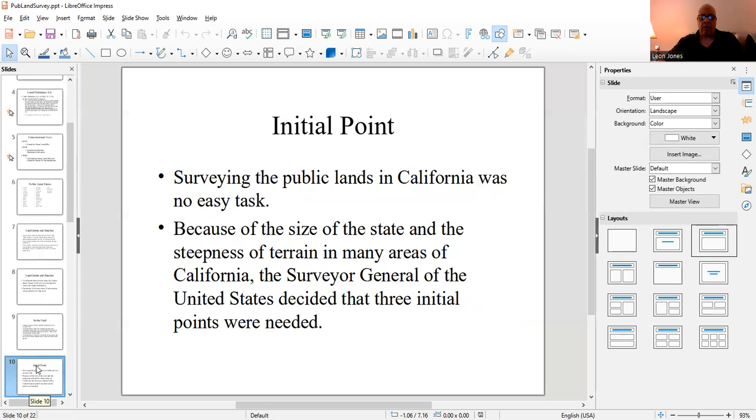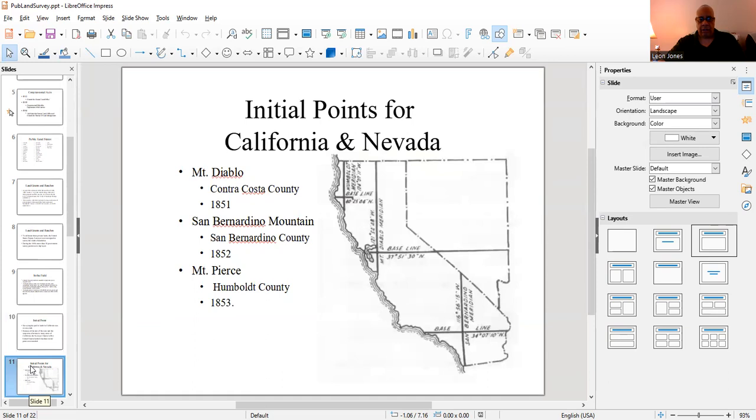The Surveyor General of the United States decided that 3 initial points were needed. Okay, here are the initial points for California and Nevada, right? Mount Diablo, 1851. Then you had San Bernardino Mountain and Mount Pierce. Now, if you look at what's going on here, you see a lot of squares, baselines, meridians. I'm going to explain to you what those mean in just a minute.